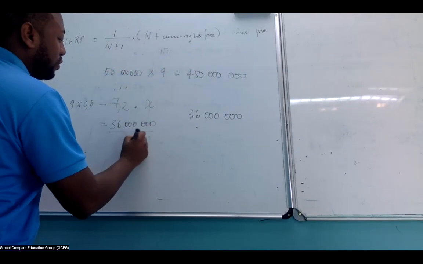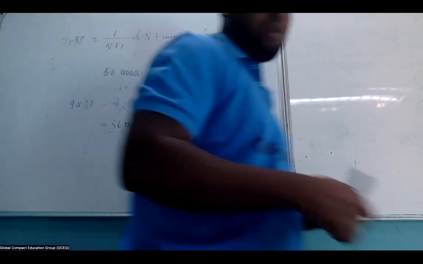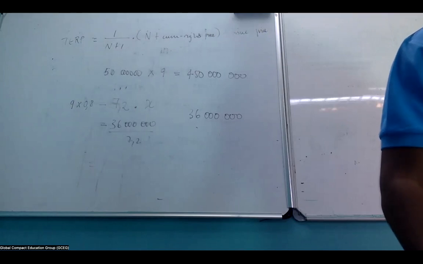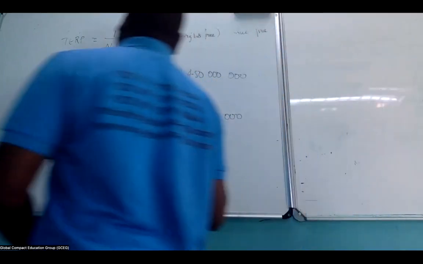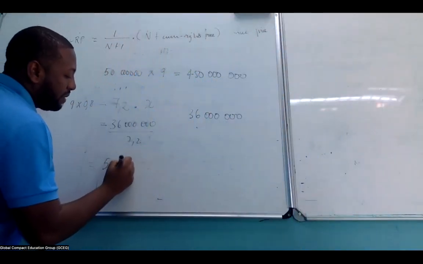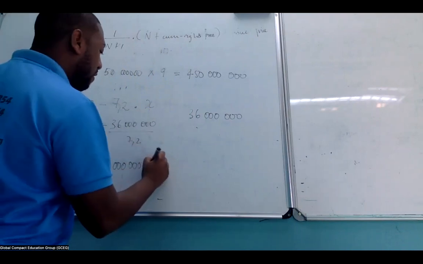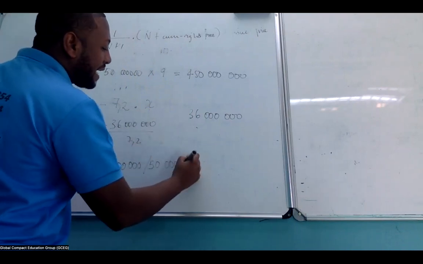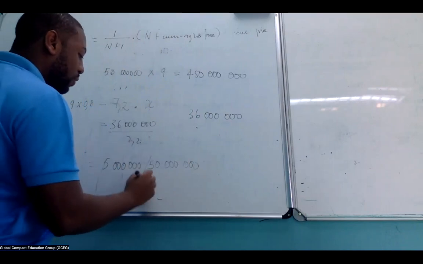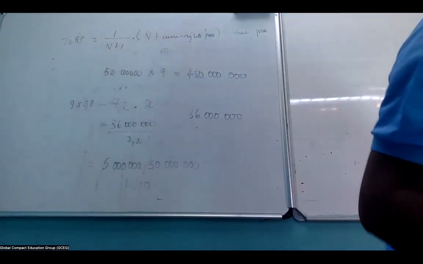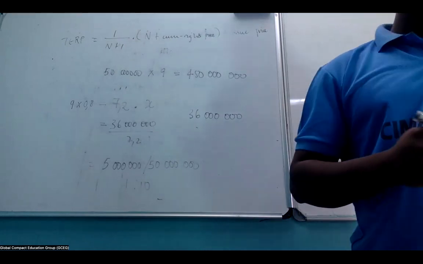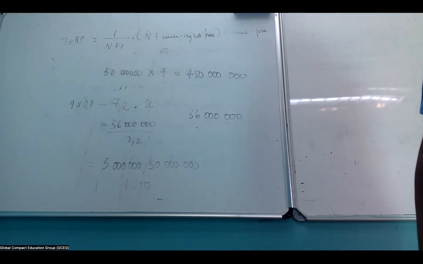We divide by 7.2, which means we need how many shares? 36 million divided by 7.2 gives us 5 million, right? 5 million is a ratio of 50 million shares currently in issue. So it's 1:10, and I believe we do have that on C, right? We do have that on C, right?